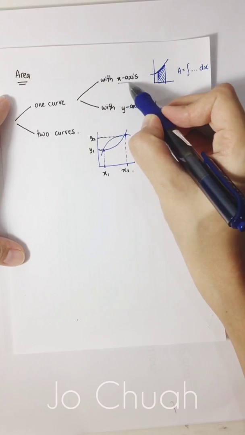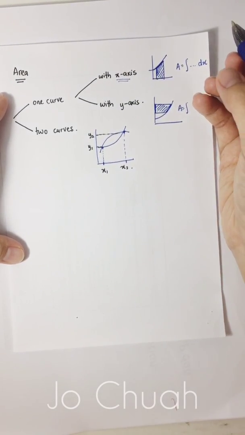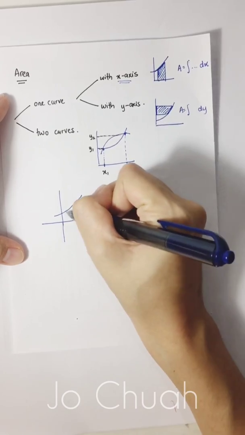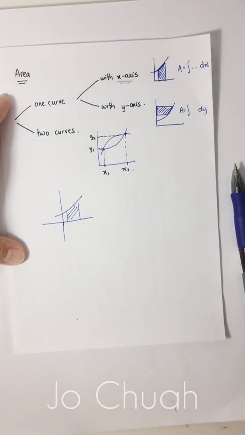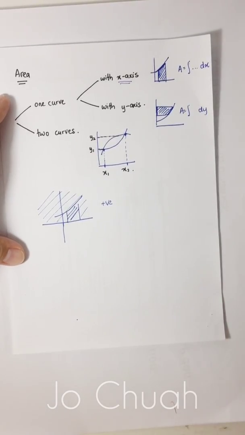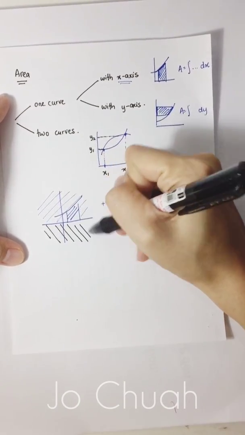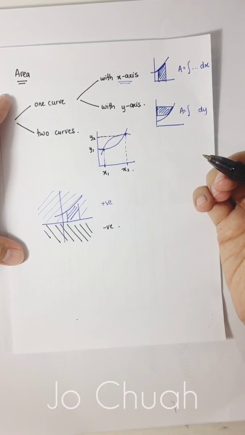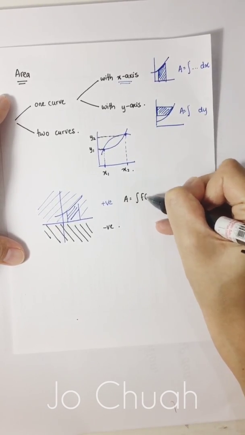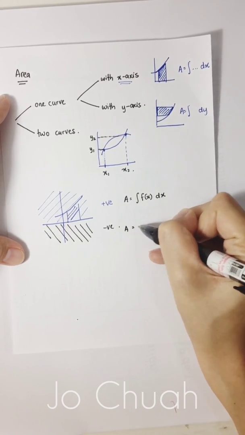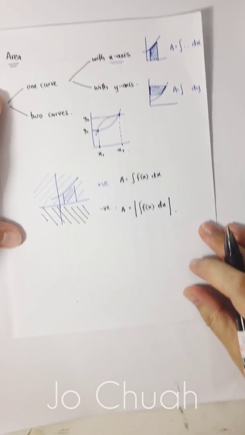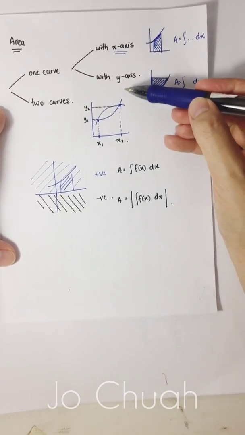So for the one about the curve and the x-axis, you will have a positive value when it's up here, or the whole thing here is positive. And the bottom here you get a negative value. So since area can't be negative, for this kind of graph where you have the integral of f(x) dx, for the bottom here you're going to have a modulus for it so that you don't get any negative answer.